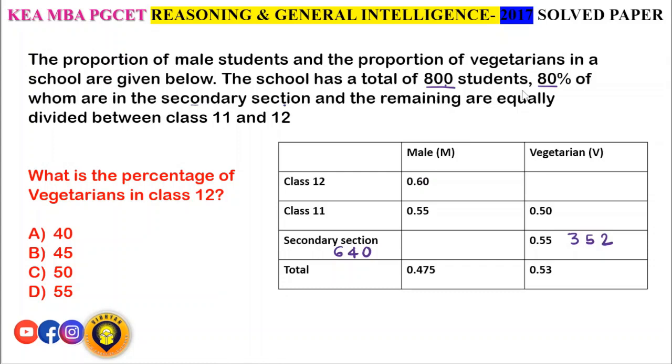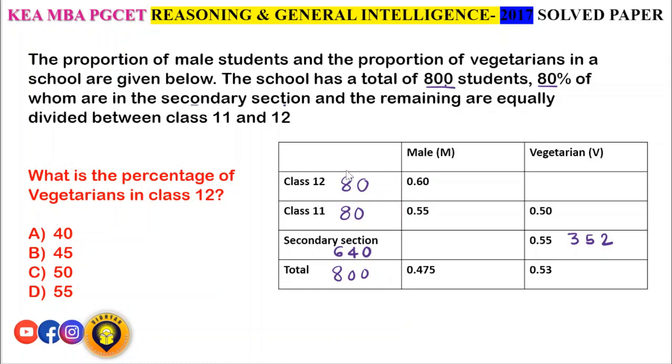Okay, so then what they told: 80% are in the secondary section and the remaining are equally divided between class 11 and class 12. Remaining is how much? Out of 800, if you subtract 640, you will get 160. Those 160 students are distributed equally between class 11 and class 12. That means class 11 will have 80 students, class 12 will have 80 students, 80, 80, 160. Correct? So the total will become 800.